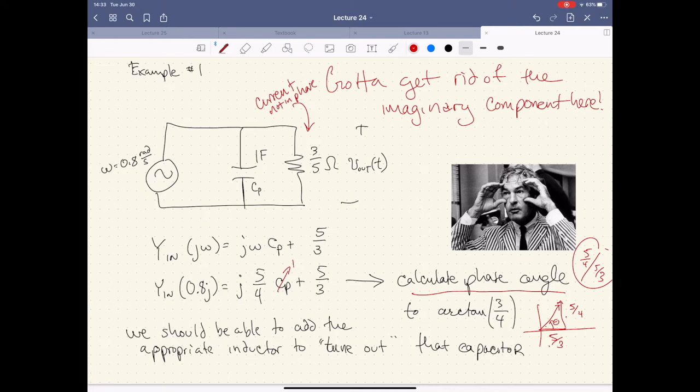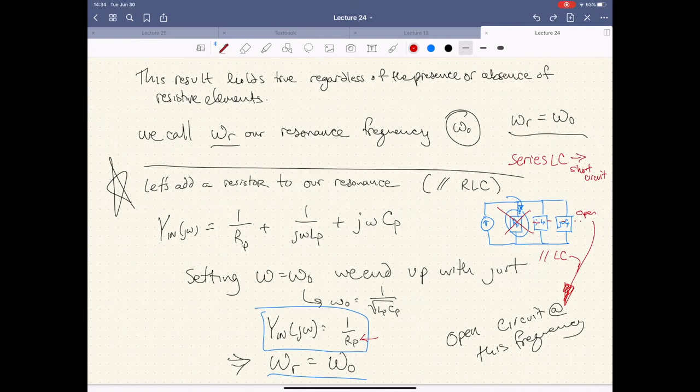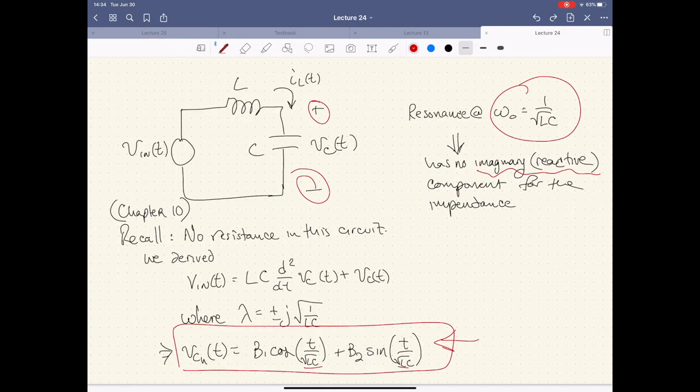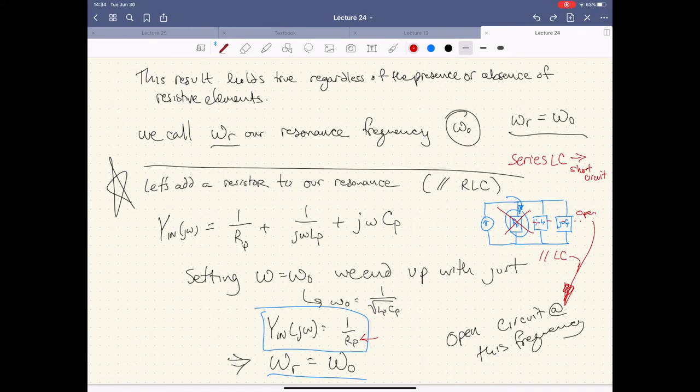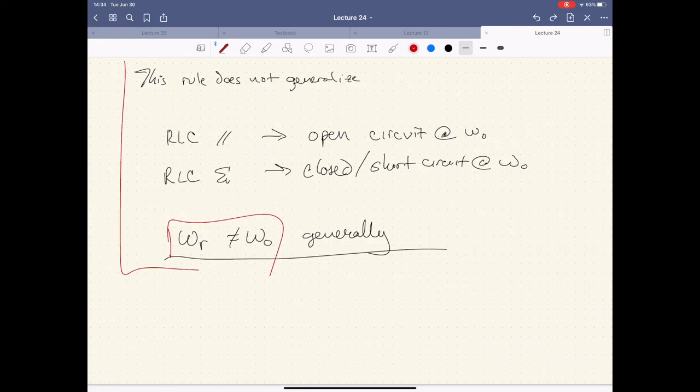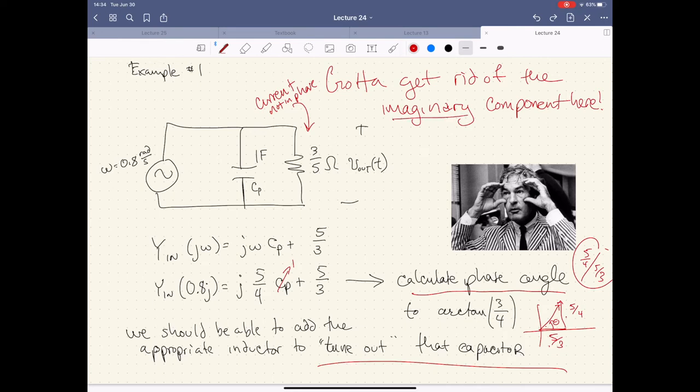Okay, so we should be able to add the appropriate inductor to tune out that capacitor. That makes sense. We got to get rid of that imaginary component, this part right here. So let me go back here. Yeah, this is it. We said at resonance, we wanted no imaginary or reactive component for the impedance, right? And we saw that when we plugged in the right value here, these guys canceled each other out. And we saw that even in the presence of a well-placed resistor, we ended up with just a real component for the admittance or the impedance, however you want to look at it. And so we got rid of that imaginary part. Similarly here, we're getting rid of that imaginary component once more, and in order to do that, what we need to do is cancel out this capacitor.